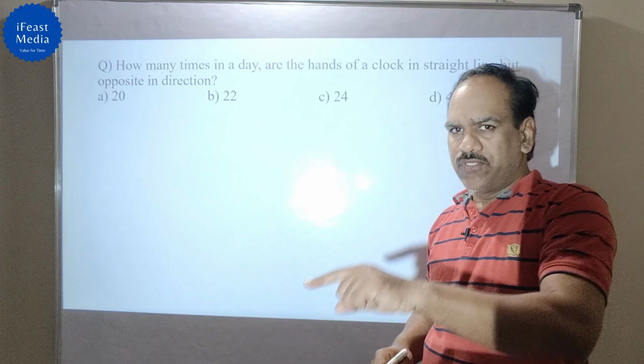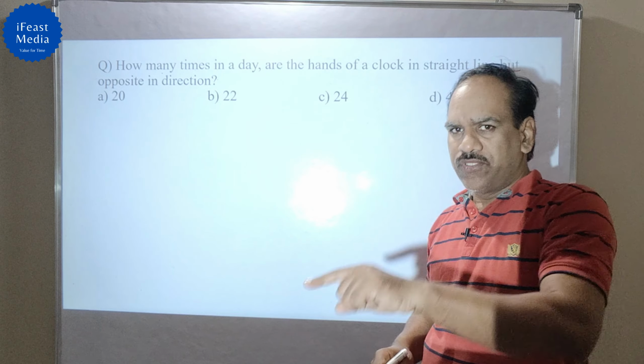At 10:25, h is 10, m is 25. So 30h is 30 into 10, 300. Minus in minus plus 11 by 2 into 25. So it is 60 plus 275 by 2, 60 plus 137.5. So it is 197.5 degrees. Therefore the reflex angle between the hands is 197.5 degrees.